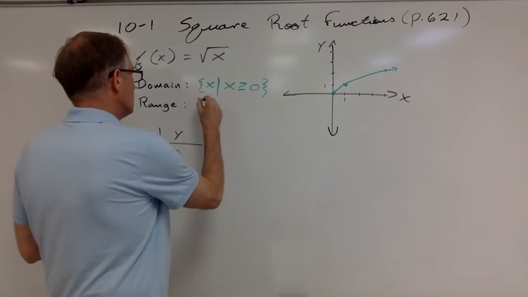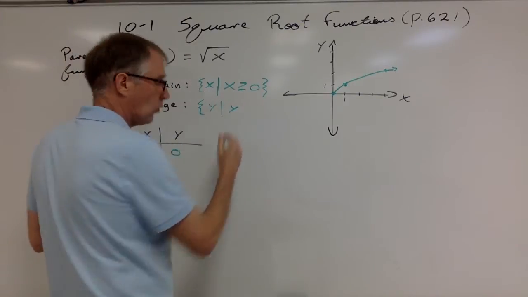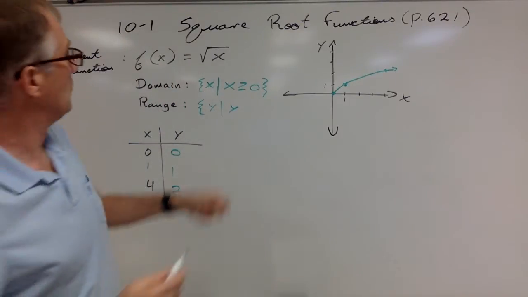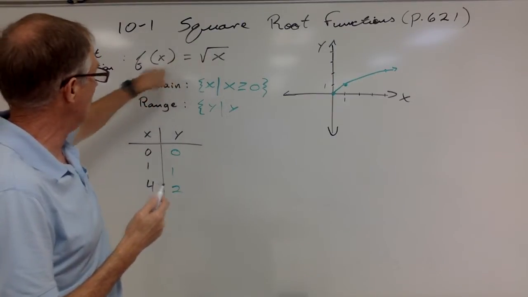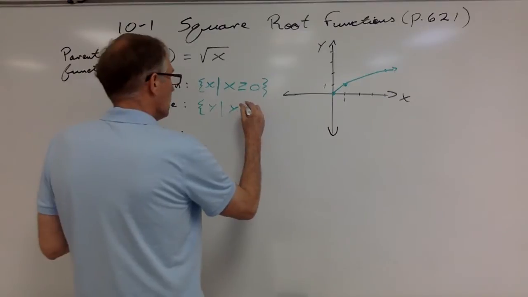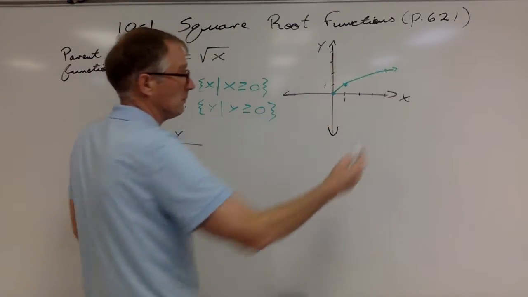The range. In this case, the range is y is going to be greater than or equal to 0, because this is positive. You can't get a negative value the way that I wrote it. So y is greater than or equal to 0. So 0 or anything above. Okay.